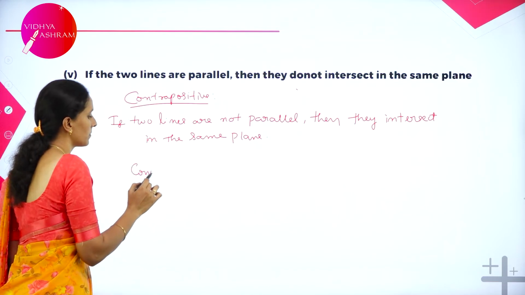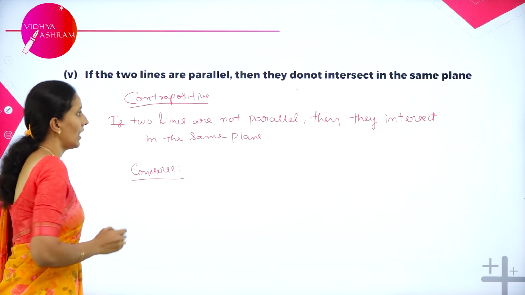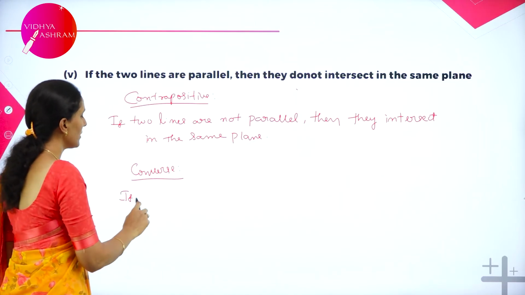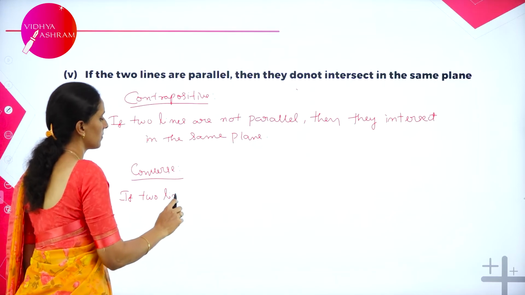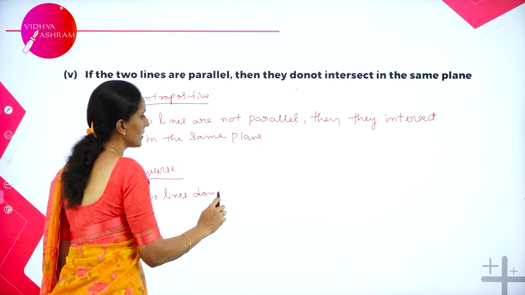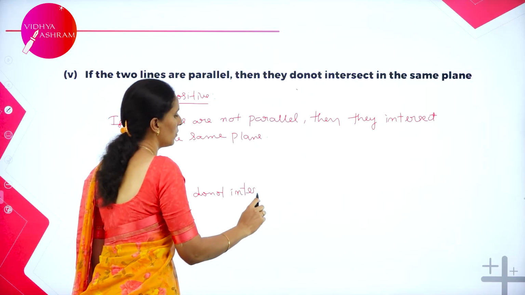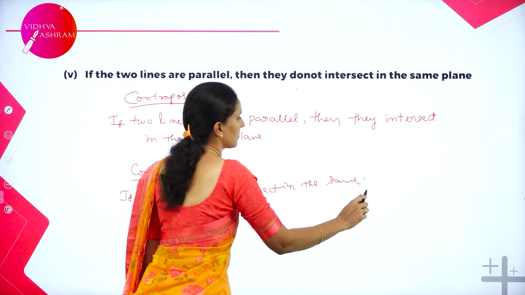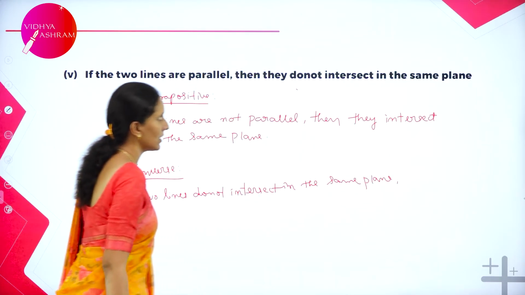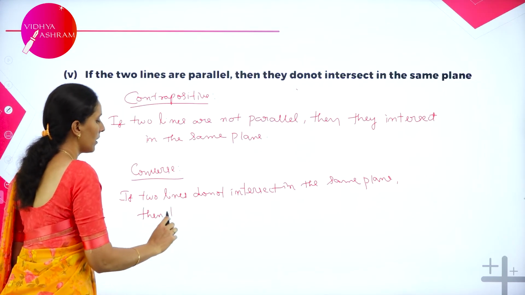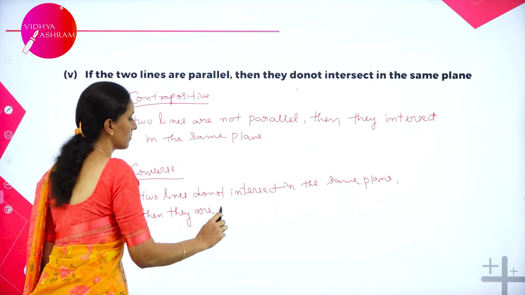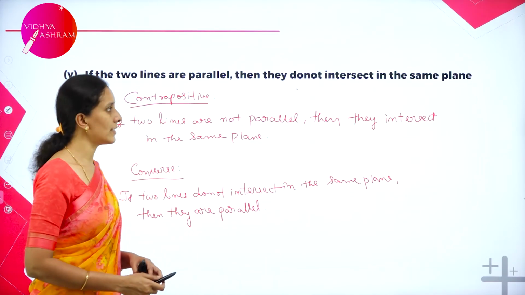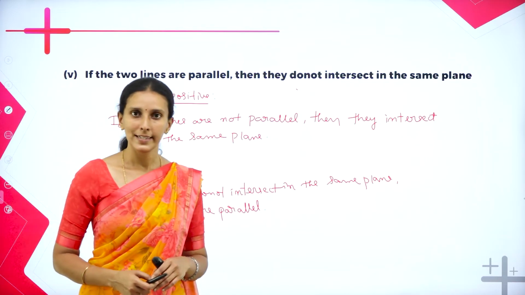Next is converse. Let's take the converse. If two lines do not intersect in the same plane, then they are parallel. So this is the converse of the above statement.